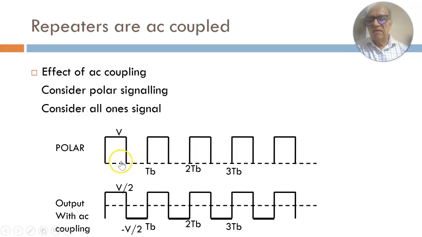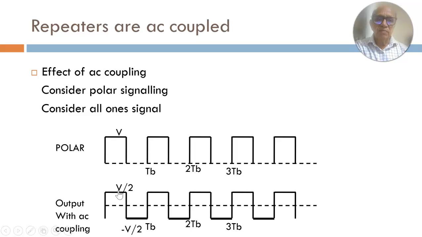Here, remember, for the polar signaling method, your threshold is 0. So on one side you have V, and on the other side you have minus V. So you have full V as the noise margin. But here it has reduced to V by 2. So if we do not do anything to this signal and try to detect our 1 and 0 from this, clearly the noise margin has become half here.